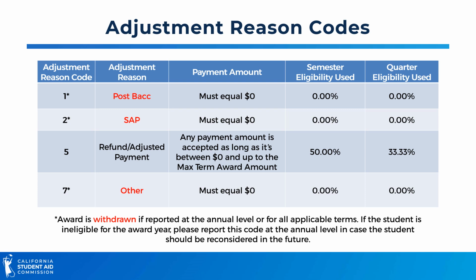Reporting an adjustment code of 1, 2, or 7 will result in the MCS award being withdrawn if the code is used at the annual level or for all applicable terms. If the student is ineligible for the award year, please report this code at the annual level in case the student should be reconsidered in the future.